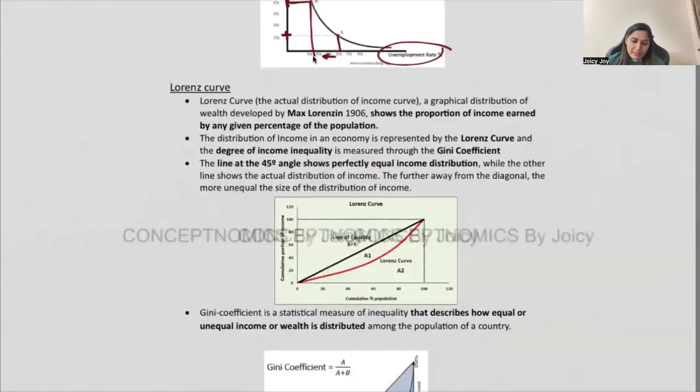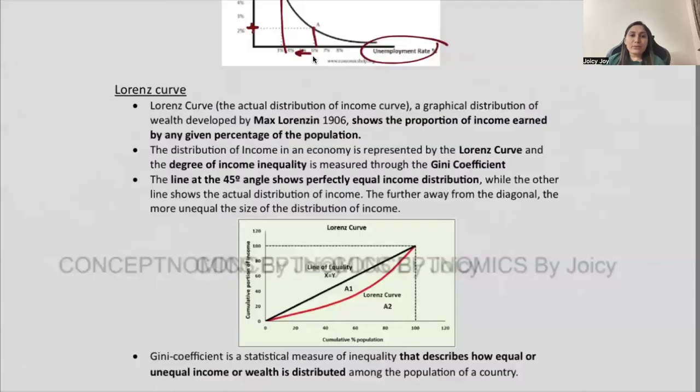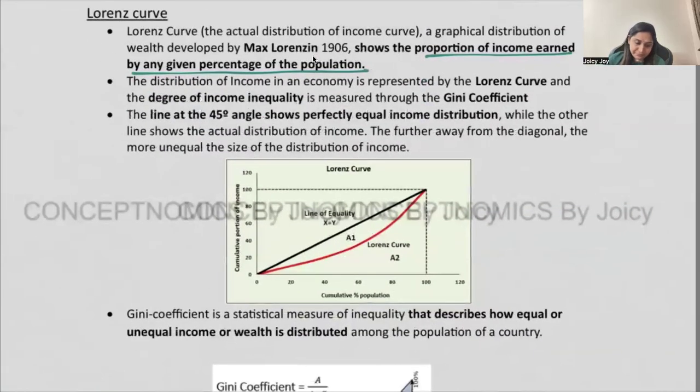Okay, then last we have the Lorentz curve. Lorentz curve is used to measure inequality, okay, income inequality. So it's a graphical representation of proportion of income earned by any given percentage of population and the inequality distribution. So I'll explain this curve.